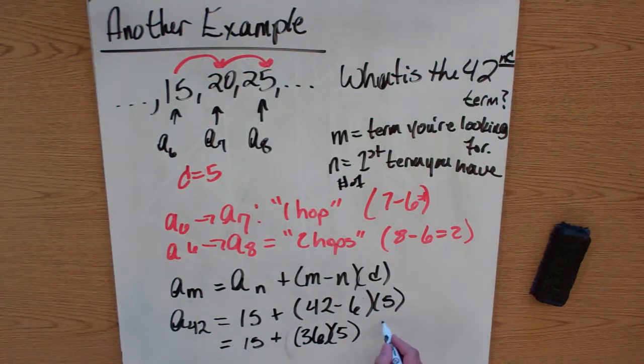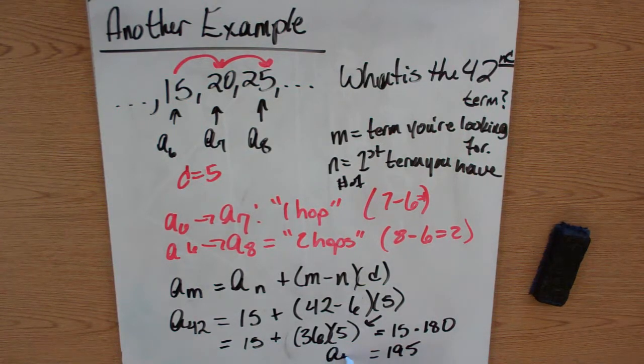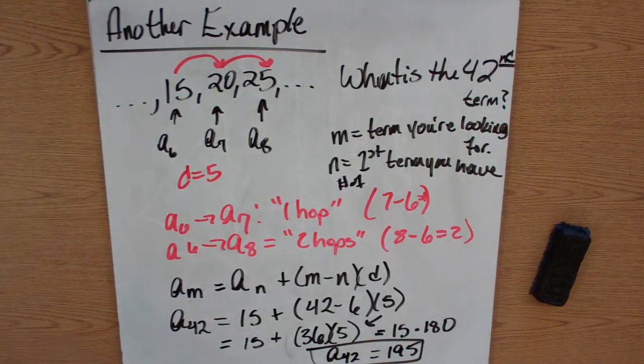And then, of course, times 5, because that's our difference. You just bring that down. So this is going to equal 15 plus 180, which is 195. So our A sub 42 equals 195.